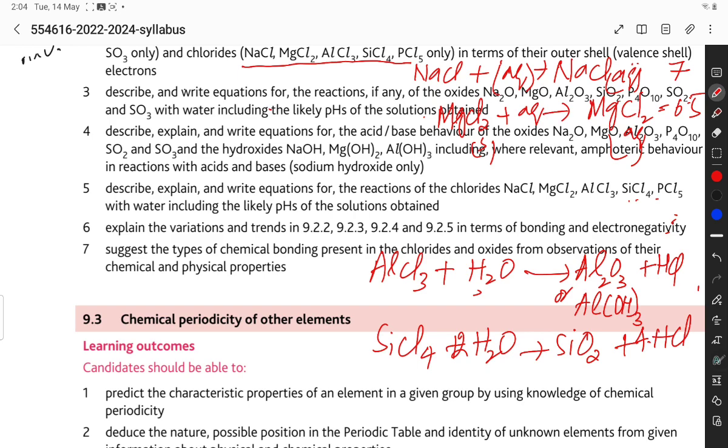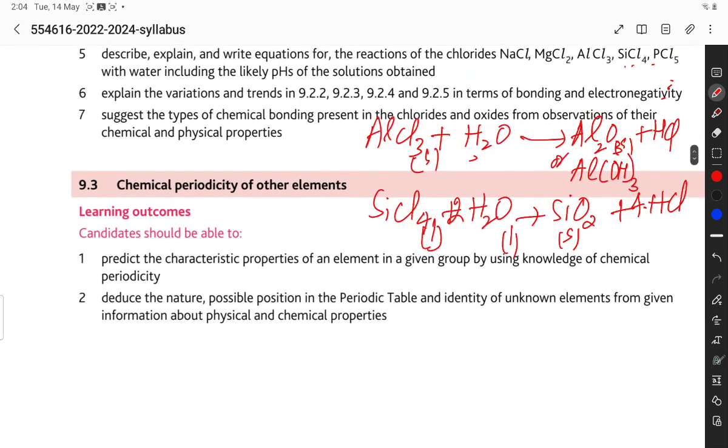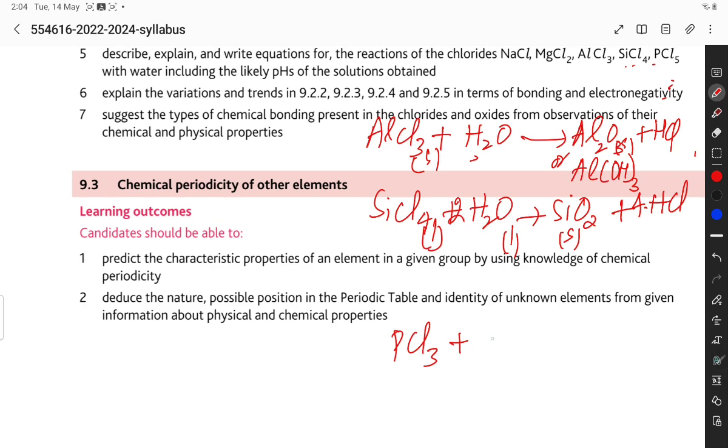So these are the reactions and mystery fumes. The observations: aluminium chloride dissolves, silicon chloride dissolves; this is solid, this is liquid and this is also liquid. Mystery fumes of HCl are formed. Similarly, PCl3 plus water, liquid, forms phosphoric acid and HCl. So these are the reactions of chlorides, known as hydrolysis reactions, and these reactions are very, very important.